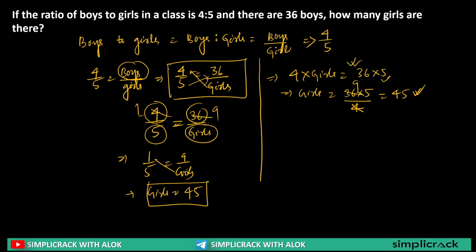We do not have to do all these things. We can directly solve it like this, because if complicated numbers are there, it will be tough to multiply and solve. So we can directly cross multiply over here and solve the question. I hope this is clear to each and every one of you. So how many girls are there? 45 girls are there.